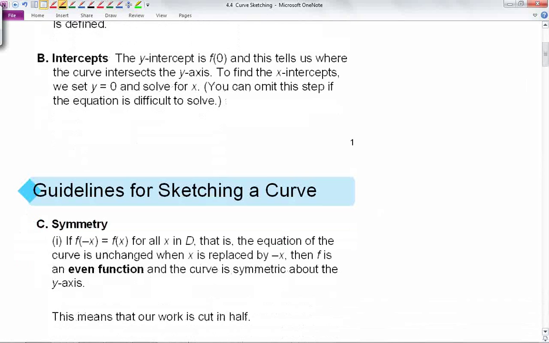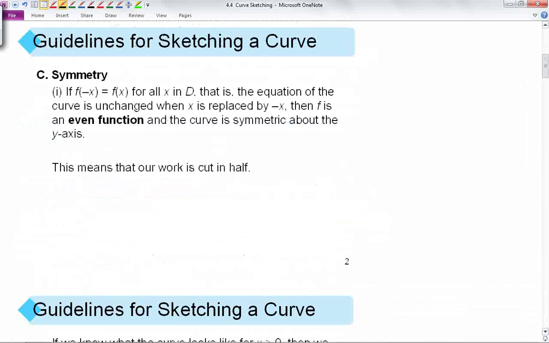Okay. Next thing is we talk about symmetry. And we did mention this briefly in class. We saw an example that we recognized as an even function. If we have a graph that's an even function, meaning f of the opposite of x is the same expression as f of x, they are equivalent, then the curve is symmetric to the y-axis.